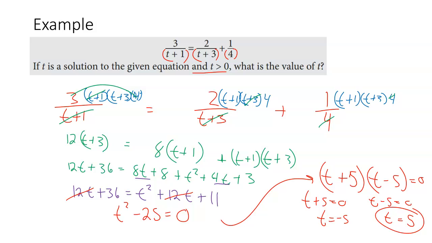Like anything else, plug in whatever would make it true. Yeah. So it's saying t has to be greater than 0, so it's just saying go with the positive answer. So you would pick whatever answer makes that restriction true. Monday.